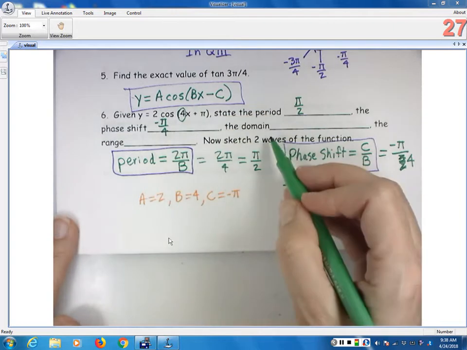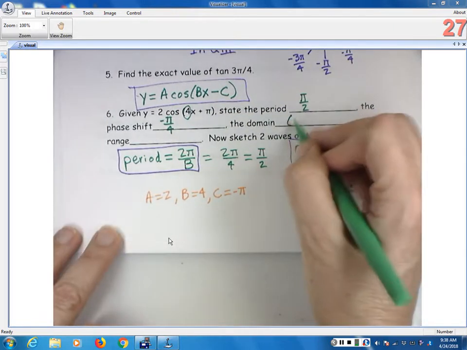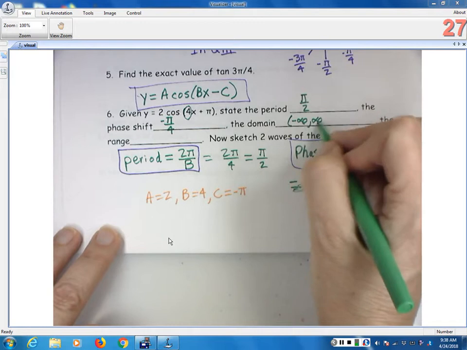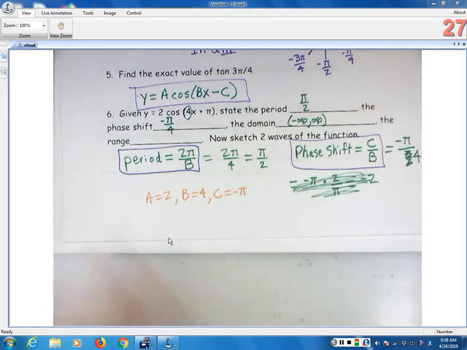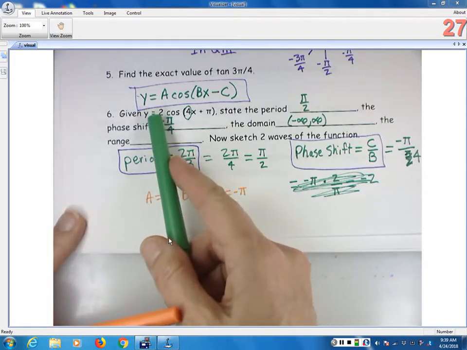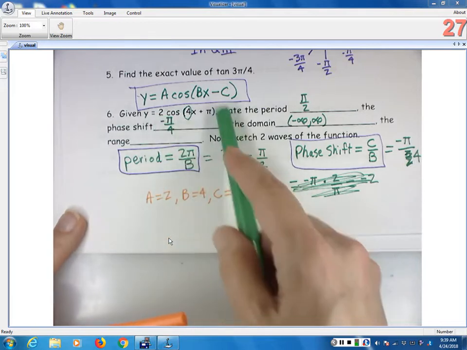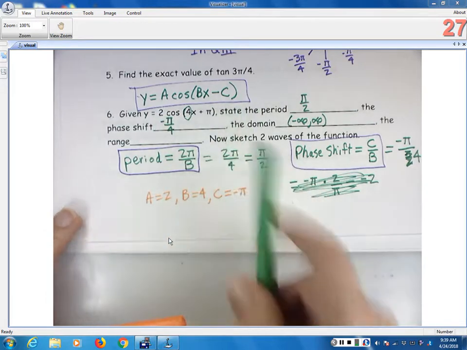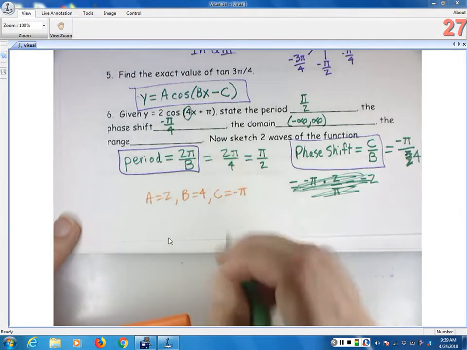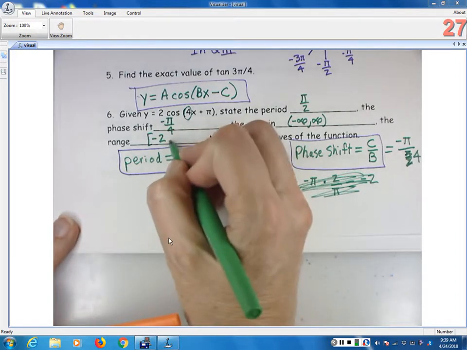The domain, what's the domain of any cosine function? All real numbers, or minus infinity to infinity. You can write all real numbers out, or you can write minus infinity to infinity. The range, well, what's the amplitude? 2. We're not adding or subtracting a d here, so it's going to go between negative 2 and 2. In interval notation, that's negative 2 to 2.